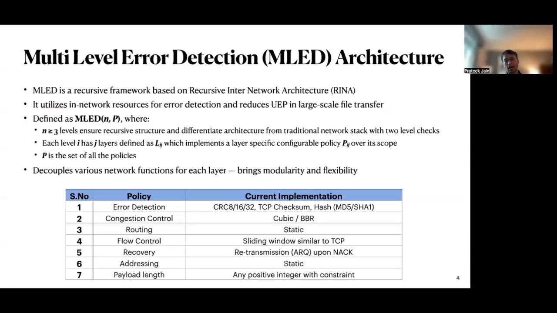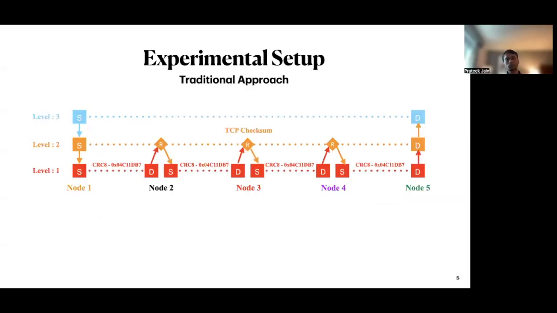Each level i has a set of layers, and each layer has its own scope over which a layer-specific policy acts. The set of all policies for all the layers is defined as P in MLET N P. These layer-specific policies could be error detection, routing, congestion control, etc. They can potentially be different for different layers, bringing modularity and flexibility in MLET.